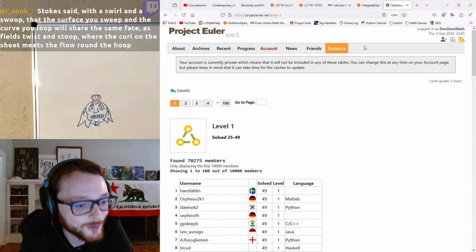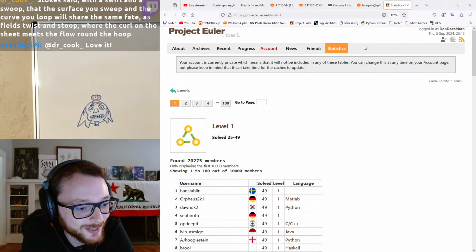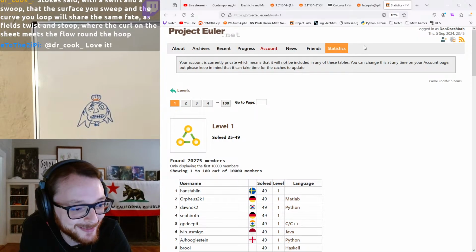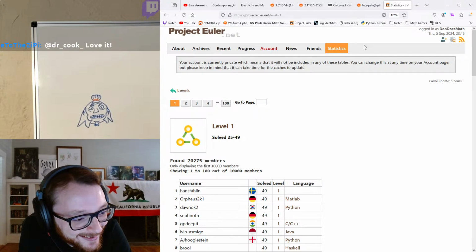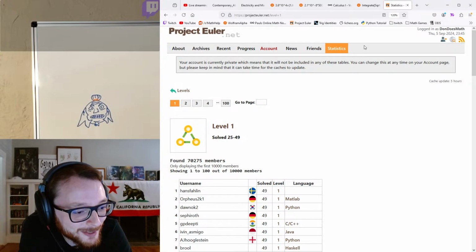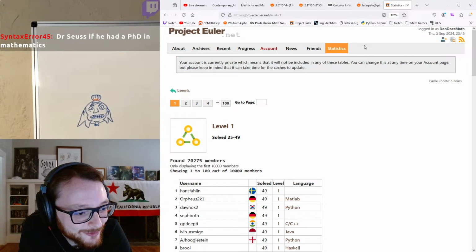Stokes said, with a swirl and a swoop, at the surface you sweep and the curve you loop will share the same fate as fields twist and stoop, where the curl on the sheet meets the flow around the hoop. Oh my god. Dr. Seuss, if you had a PhD in math. Cooker's dropping some math poetry.